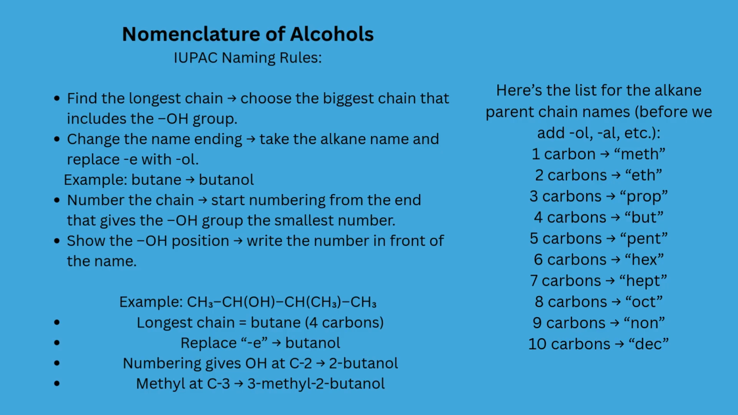So naming an alcohol is simple. First find the longest chain. Then change the name ending. Then number the chain, and finally show the OH position. You can check out the example and see how the alcohol is named.